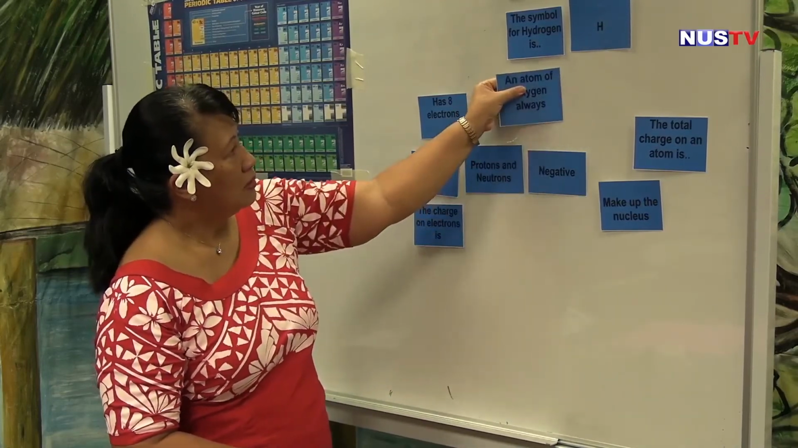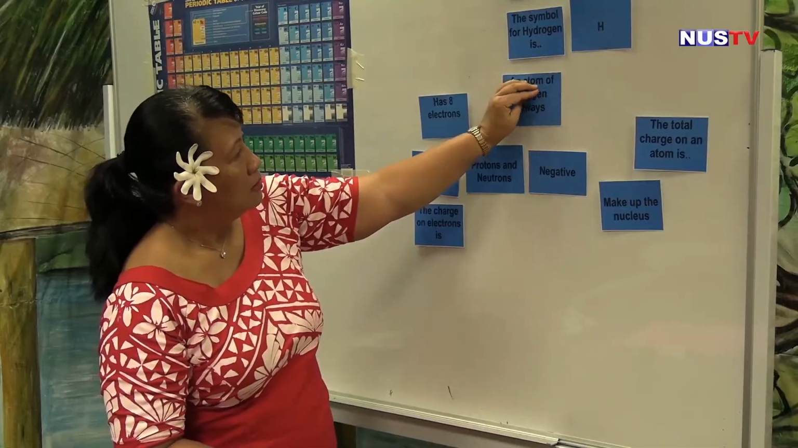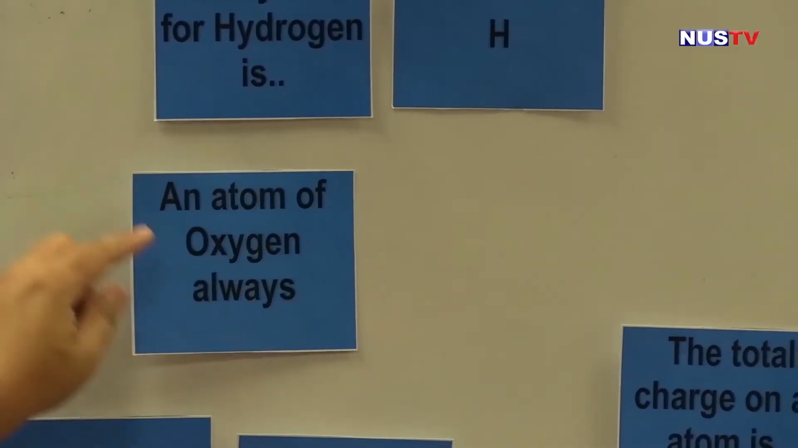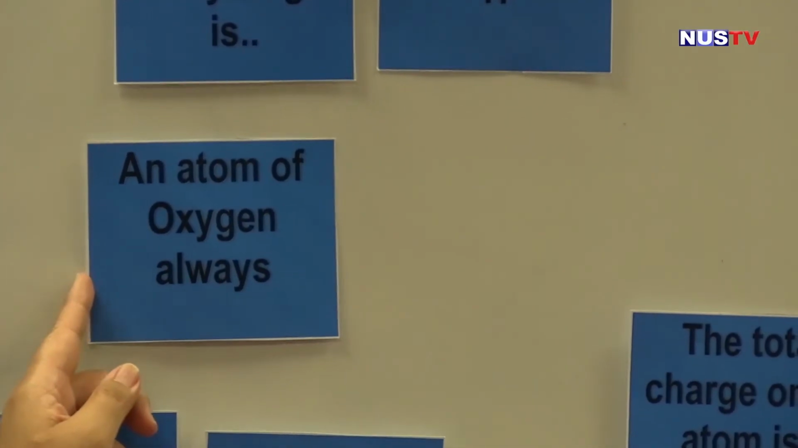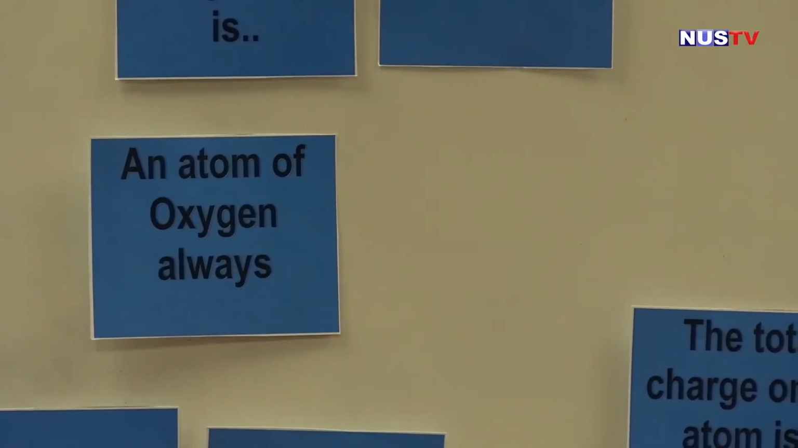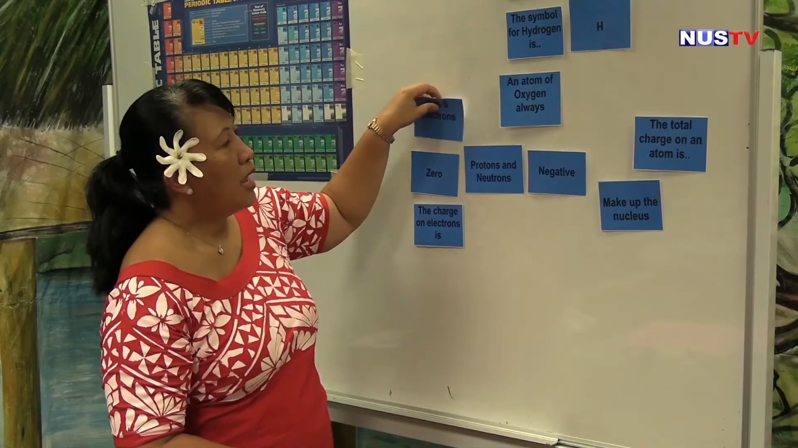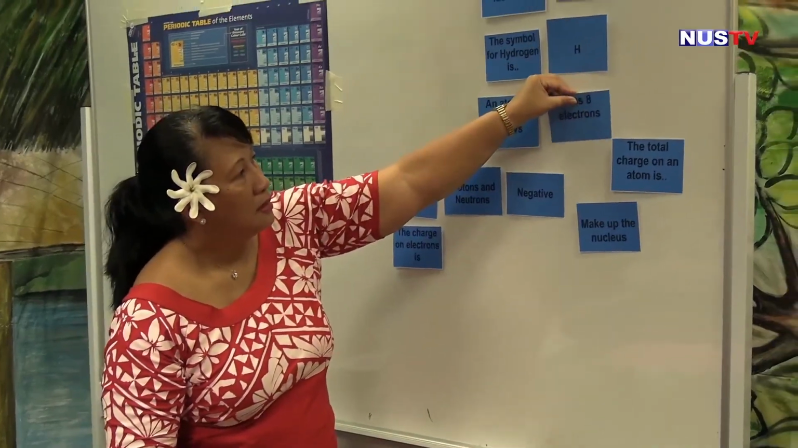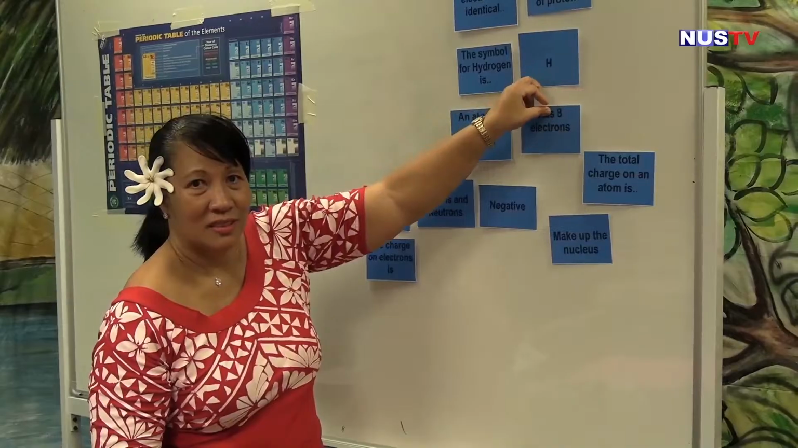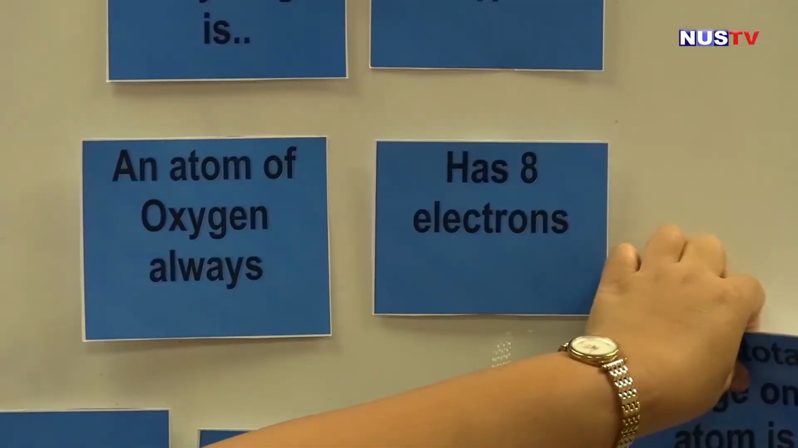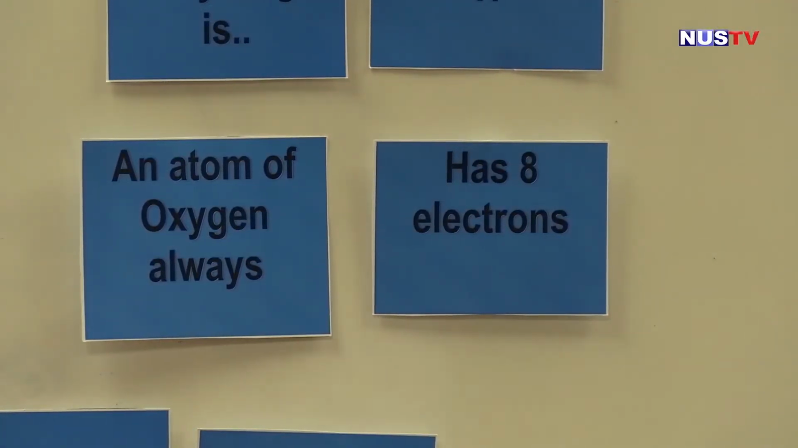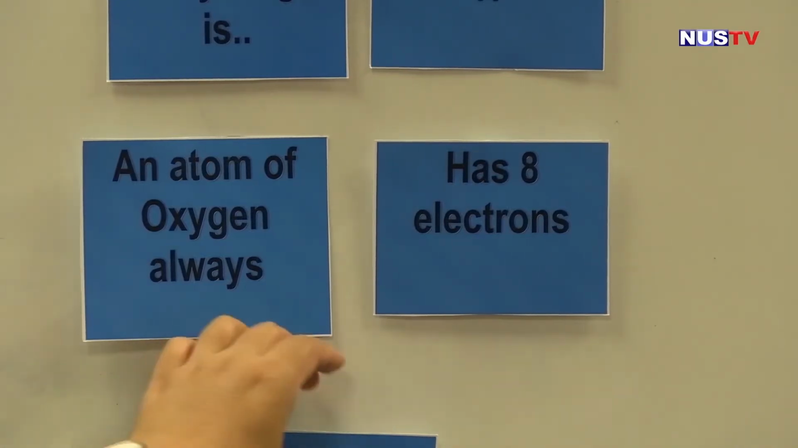Let's have a look at this card. An atom of oxygen always, what's the second card? Always has 8 electrons. Okay? 8 electrons. Remember, oxygen is the 8th element or the 8th atom in the periodic table.